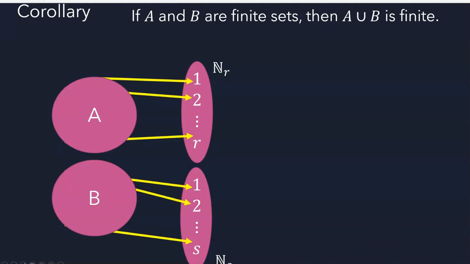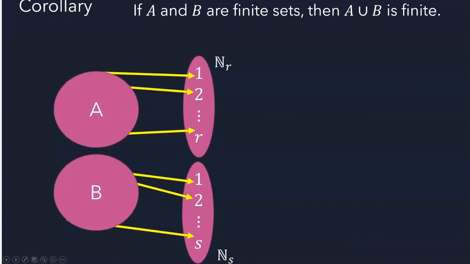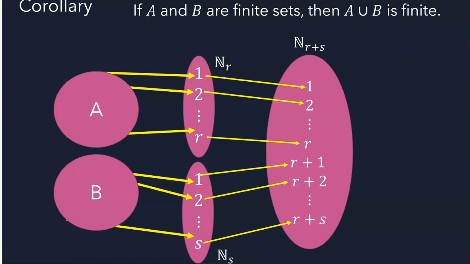You can look at this and say, okay, A has r things, B has s things, it's going to have r plus s things in it. So let me look at n sub r plus s, and I'll construct the mapping where everything from A will get mapped to what it normally would have gotten mapped to in n sub r. But then once you get to B, whatever went to 1 will now go to r plus 1. Whatever went to 2 will go to r plus 2. On down, whatever went to s gets mapped to r plus s. So this is a one-to-one onto mapping from A union B to n sub r plus s. Therefore, they're equivalent. Therefore, it's finite. And by doing this argument, we've proven the next one.